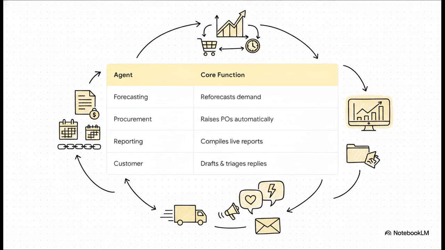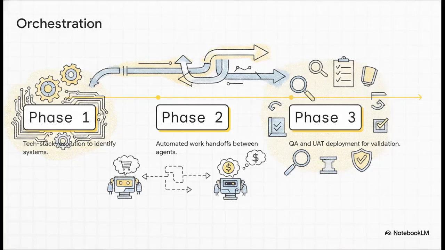You've got a demand forecasting agent that is constantly reforecasting based on live sales data so you never stock out. Then, a procurement agent that automatically raises purchase orders against supplier lead times. You've got a reporting agent compiling live reports, completely eliminating manual spreadsheet rollups. And a customer response agent that drafts and triages replies. Because they're modular, they pass data to one another effortlessly. And this timeline perfectly illustrates how these agents coordinate in the wild.